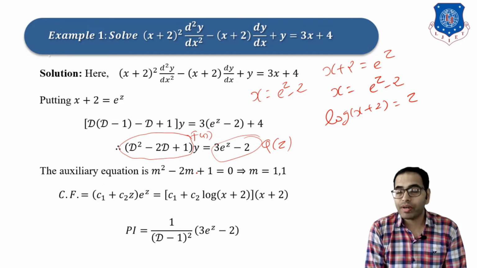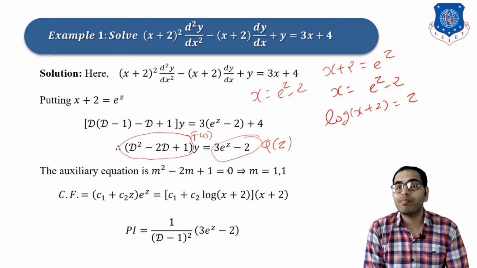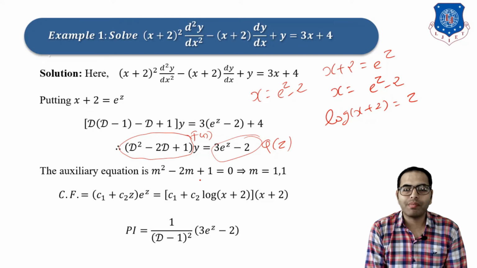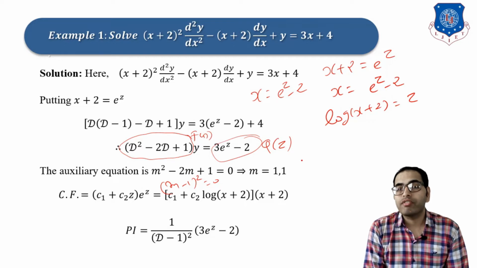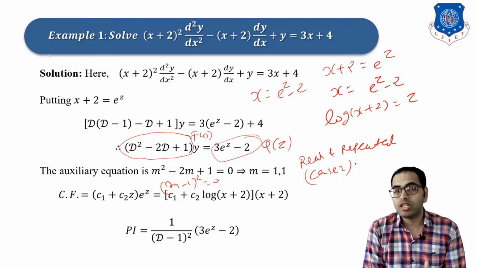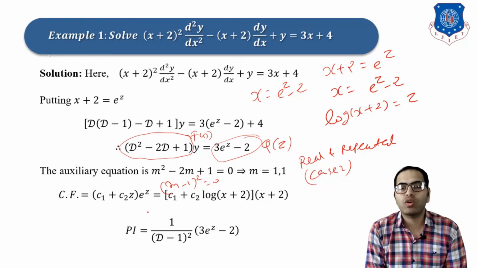Now factorize that particular term. With the help of the basic algebra formula a^2 - 2ab + b^2, that means (m-1)^2 = 0, then m = 1, 1. Here the roots are real and repeated. That means with the help of case 2 for the general solution of a homogeneous linear ordinary differential equation, our yc = (c1 + c2 z) e^z.